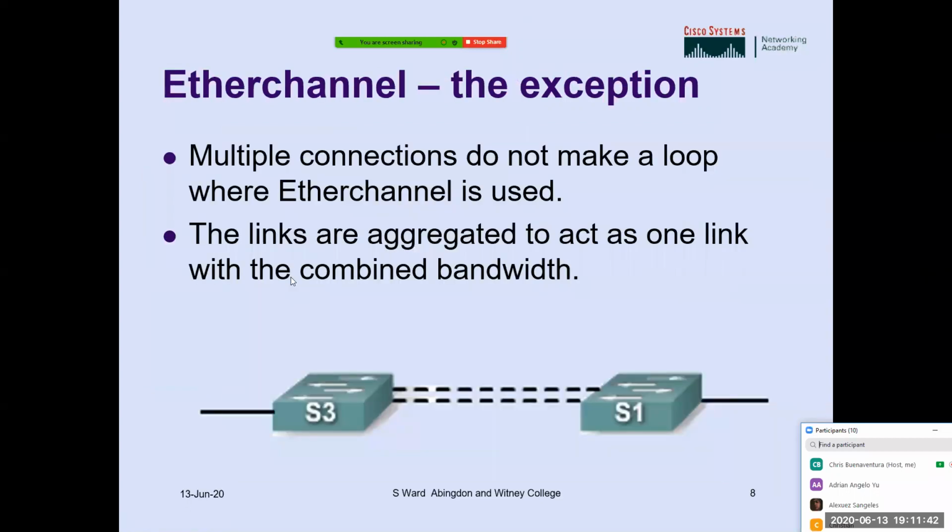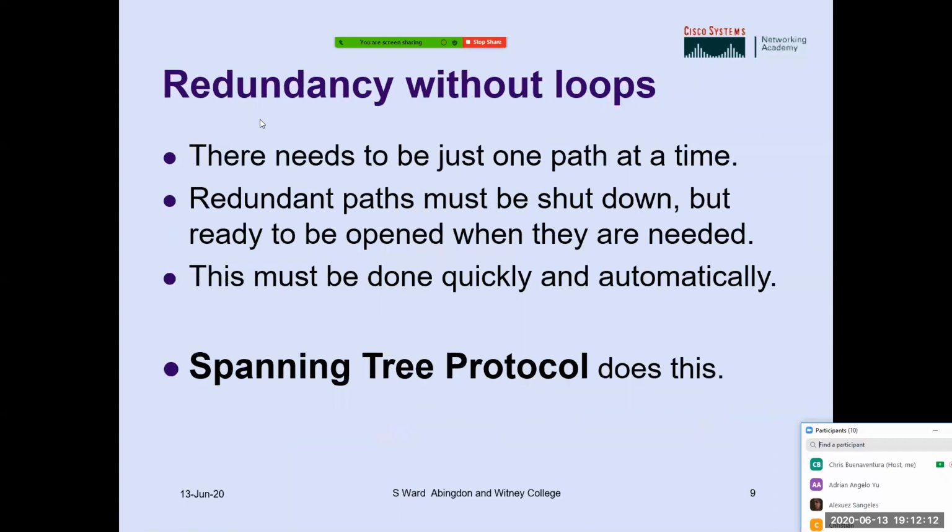No? Another one, EtherChannel. EtherChannel is exception. Meaning, this one is creating loops din. Pero exempted siya. Why? Because this link will be aggregated. Meaning, let's say you have 10 gigabit port, 10 gigabit port. That will be treated as one channel. So, walang looping mangyayari dito. Okay? The links are aggregated. When you say aggregated, it's grouped, combined, no? Combined into one.